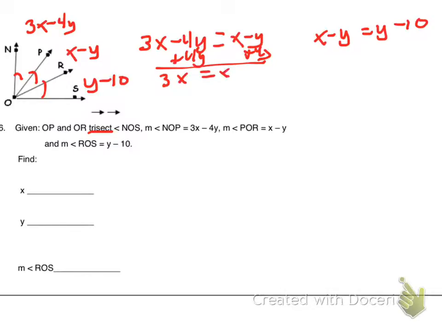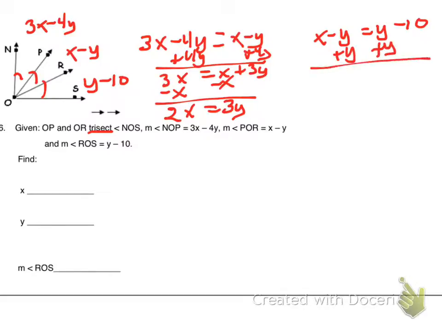3x is equal to x plus 3y, and then I'm going to subtract x, and I get 2x is equal to 3y. I'm going to keep it like that for now, because I don't like dealing with fractions, just like you guys don't like dealing with fractions. But over here on the second equation, I notice that if I add y to both sides, I get x is equal to 2y minus 10.